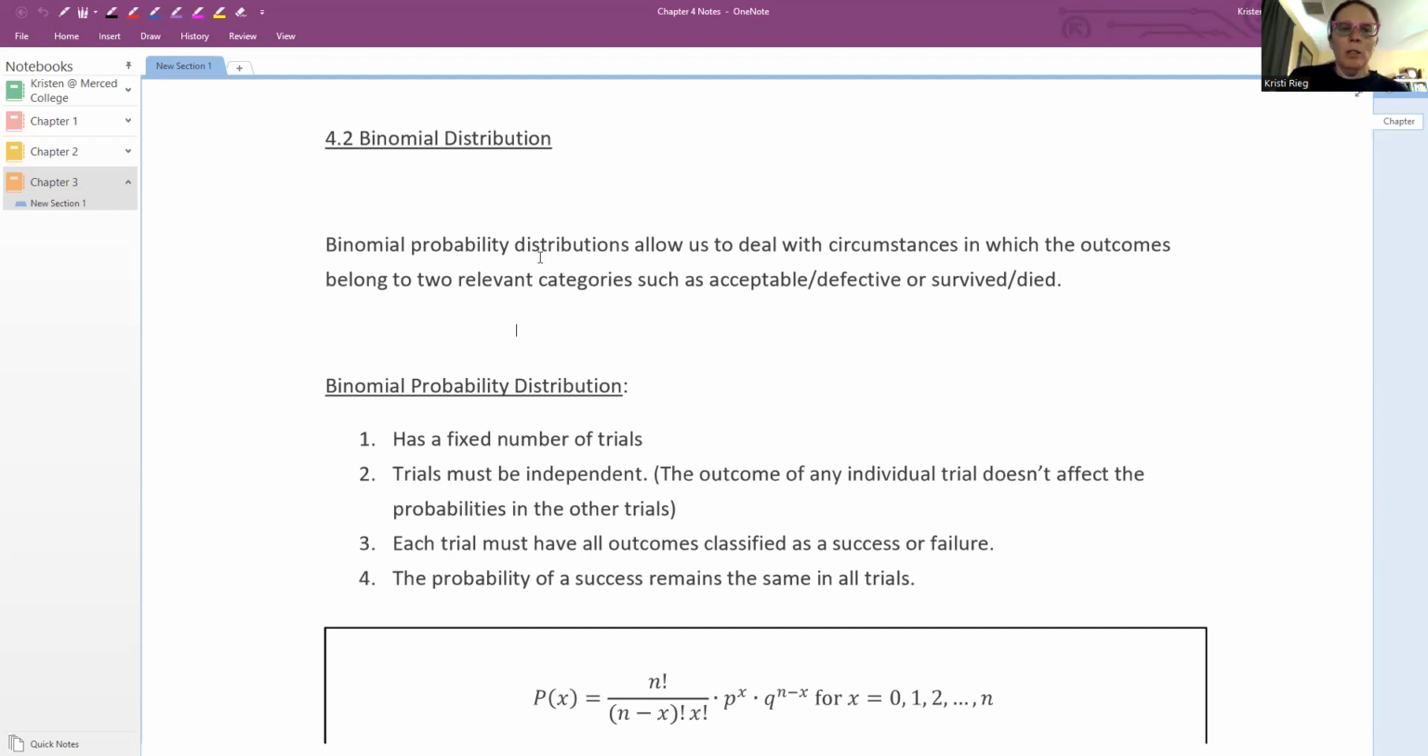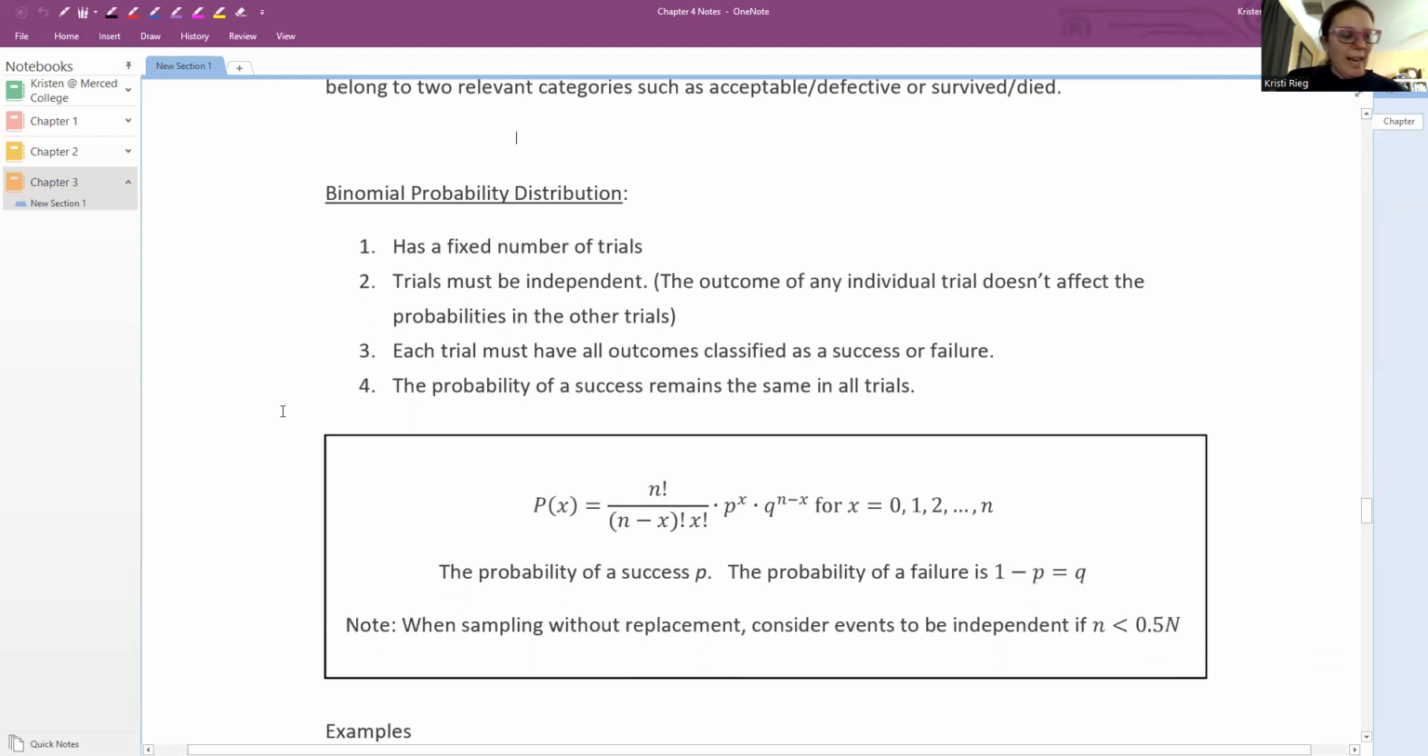Okay, so some qualifications that we need for a binomial probability distribution. It has a fixed number of trials. So you have to be able to figure out what x equals, the fixed number of trials. How many trials does it have? That's not right. Sorry about that. It's n. N is the number of trials. N is always the number of things we're talking about. So n is the number of trials.